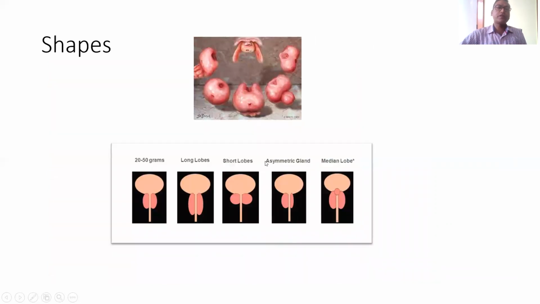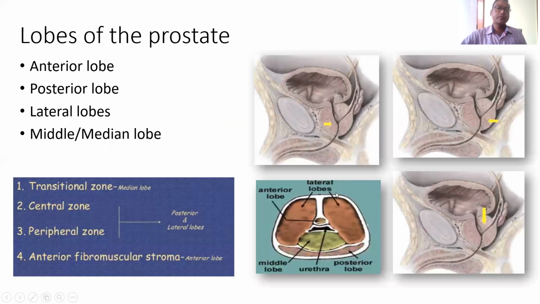The prostate comes in various sizes, shapes, and weights. For a 20 to 50 gram prostate, it is usually symmetrically enlarged. However, there may be long lobes, short lobes, globular lobes. There may be asymmetrical glandular hypertrophy. In this image, the right lobe is larger than the left one, or some patients may come with a large median lobe.